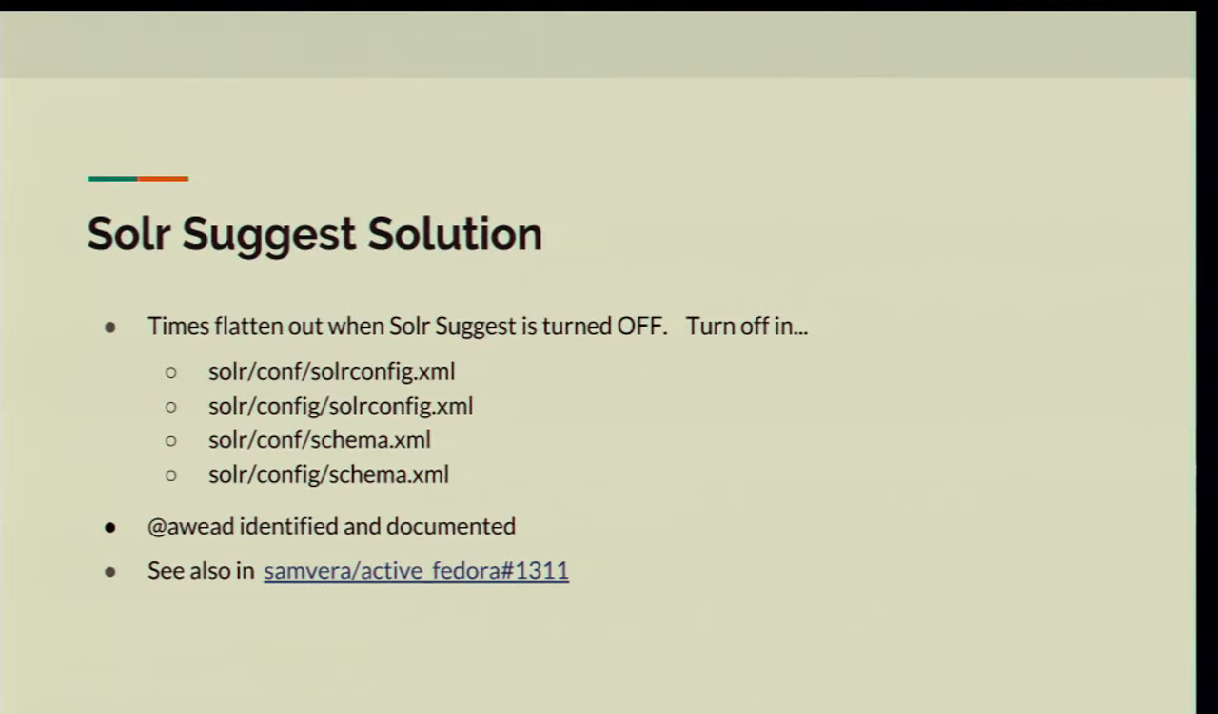because when we first turned it off, we only turned it off in the Solr config XML, and it looks like you also have to turn it off in the schema XML as well. And you can just search for suggest in those files, and it becomes pretty clear. I didn't put the code in of how to actually turn it off. But I think you can look in that ActiveFedora issue at the bottom, and it'll give you an idea of what you're looking for in those files to turn it off.